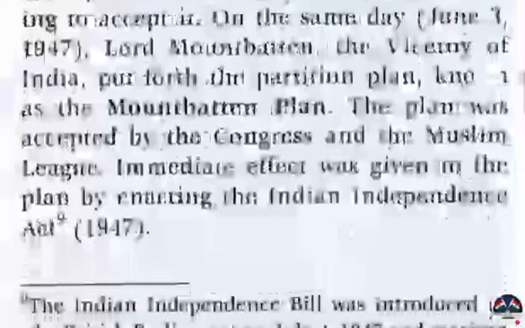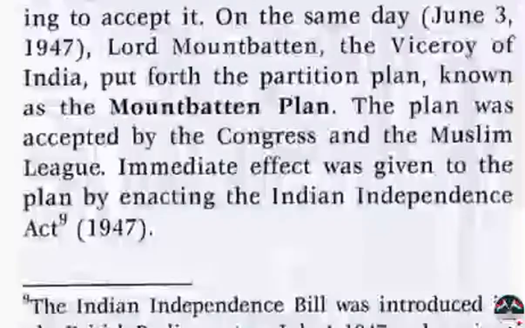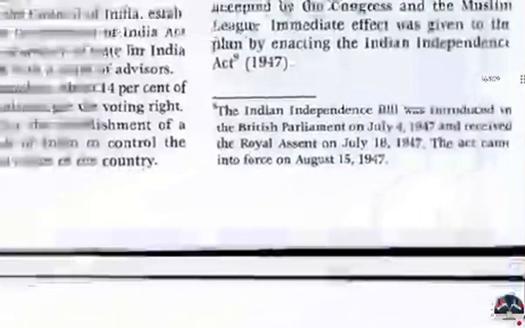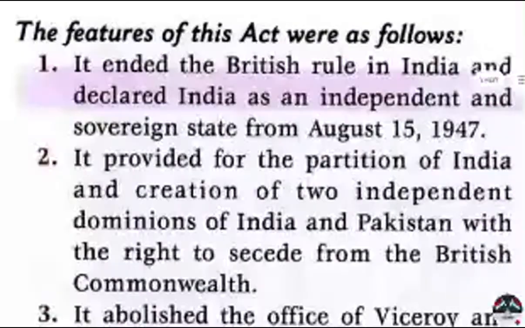And on the same day, June 3rd, 1947, Lord Mountbatten, the Viceroy of India, put forth the partition plan known as the Mountbatten Plan. The plan was accepted by the Congress and the Muslim League. Immediate effect was given to the plan by enacting the Indian Independence Act of 1947. So this was very important. And now we'll know about all its features.